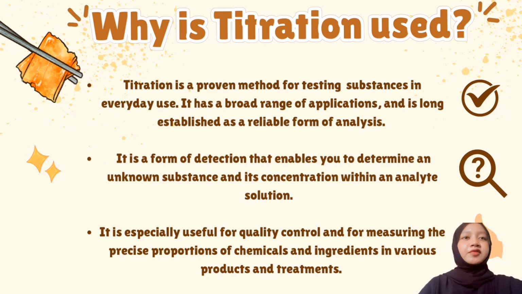Second, it is a form of detection that enables you to determine an unknown substance and its concentration within an analyzed solution. There are many situations in which it is important to make such a measurement. For example, it might be used to check the purity of a supplied chemical or to measure the level of impurity of a particular substance in a foodstuff. As titration involves careful measurements of the volumes of the solution used, it is also known as a volumetric work.